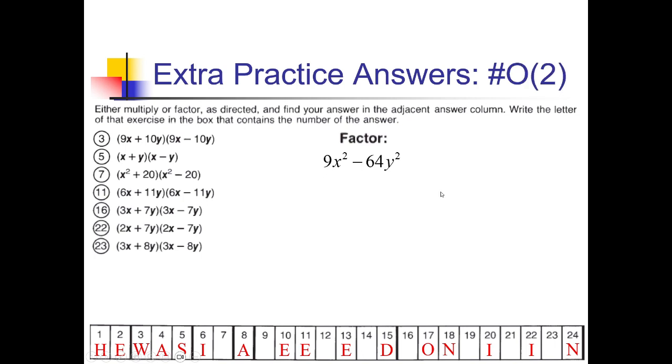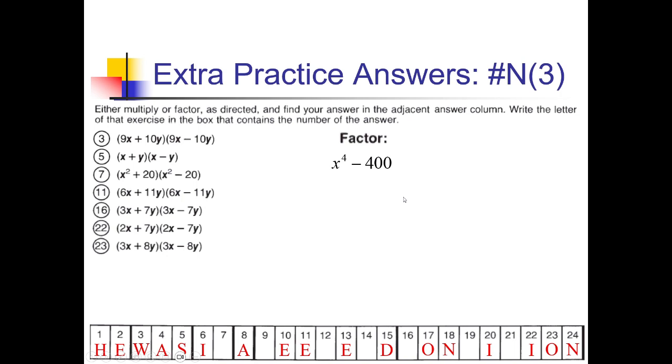Here we go with the second O of the puzzle. Square root of 9x squared is 3x. Square root of 64y squared is going to be 8y. So 3x plus 8y and 3x minus 8y. And that's down here at 23. So 23 gets an O.